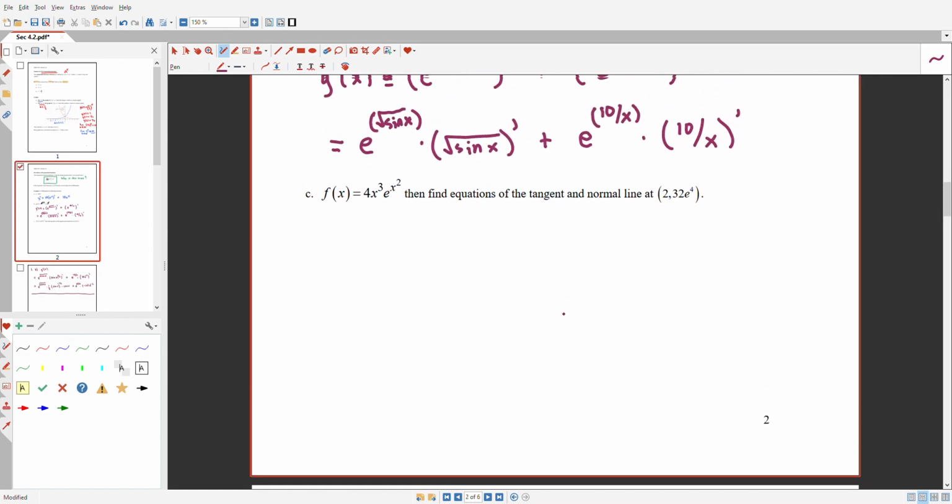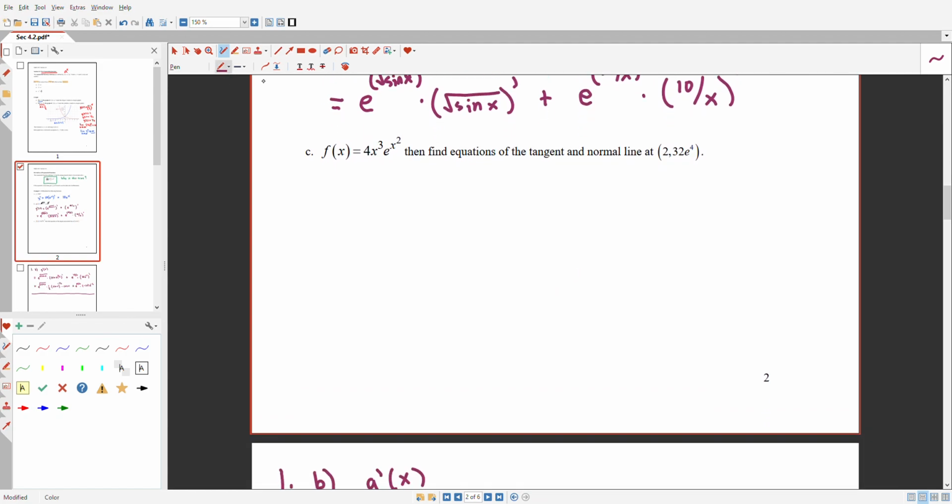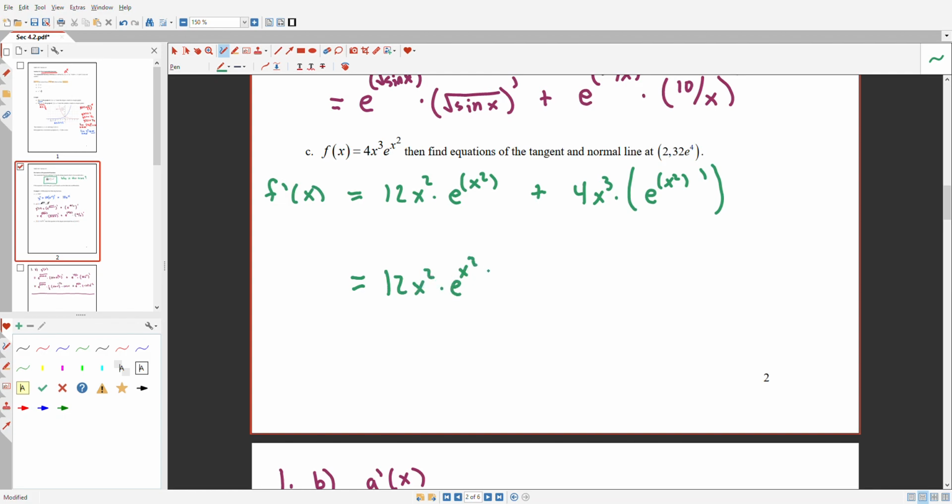Okay, so here's another example where we're going to probably use the product rule, example C. So f prime of x will now equal, and I'm going to take derivatives of this stuff. Let's see, so that's going to be 12x squared times e to the x squared. I'm going to write it like that. Plus 4x cubed times the derivative of e to the x squared. All of that's getting differentiated. So I'll have 12x squared times e to the x squared plus 4x cubed times.